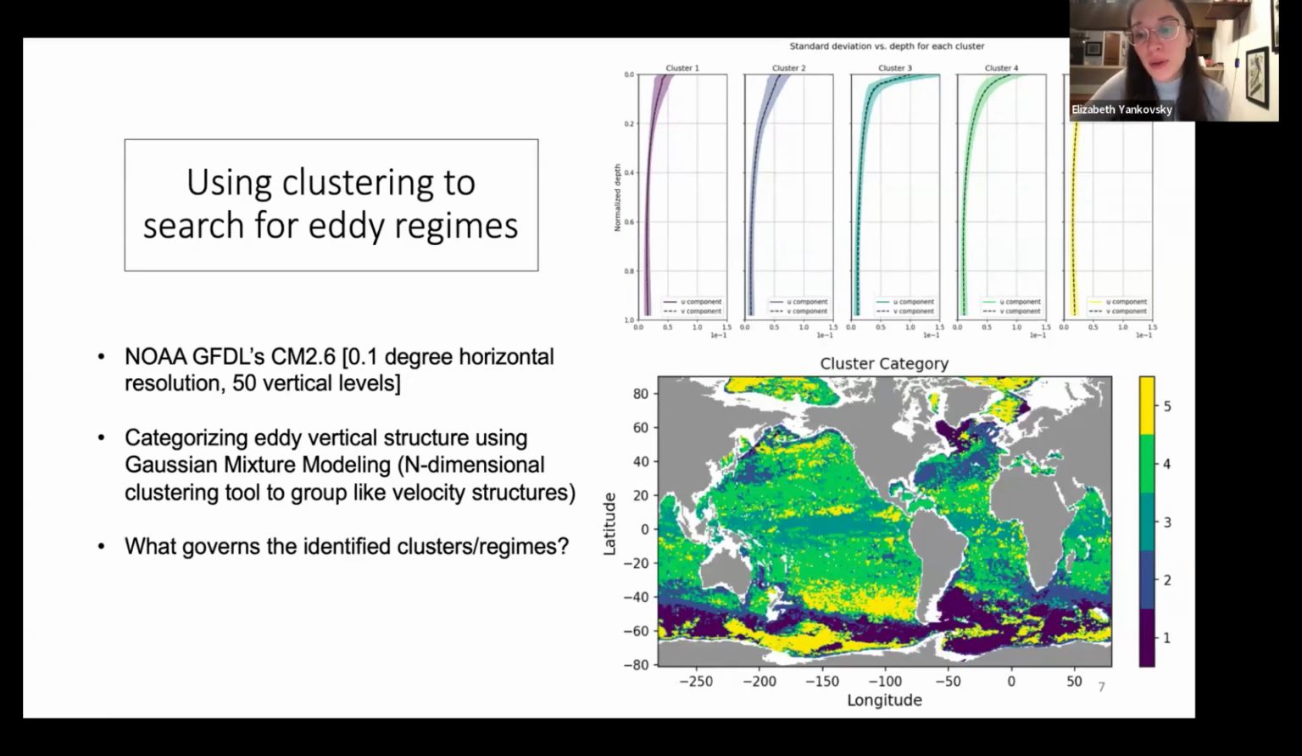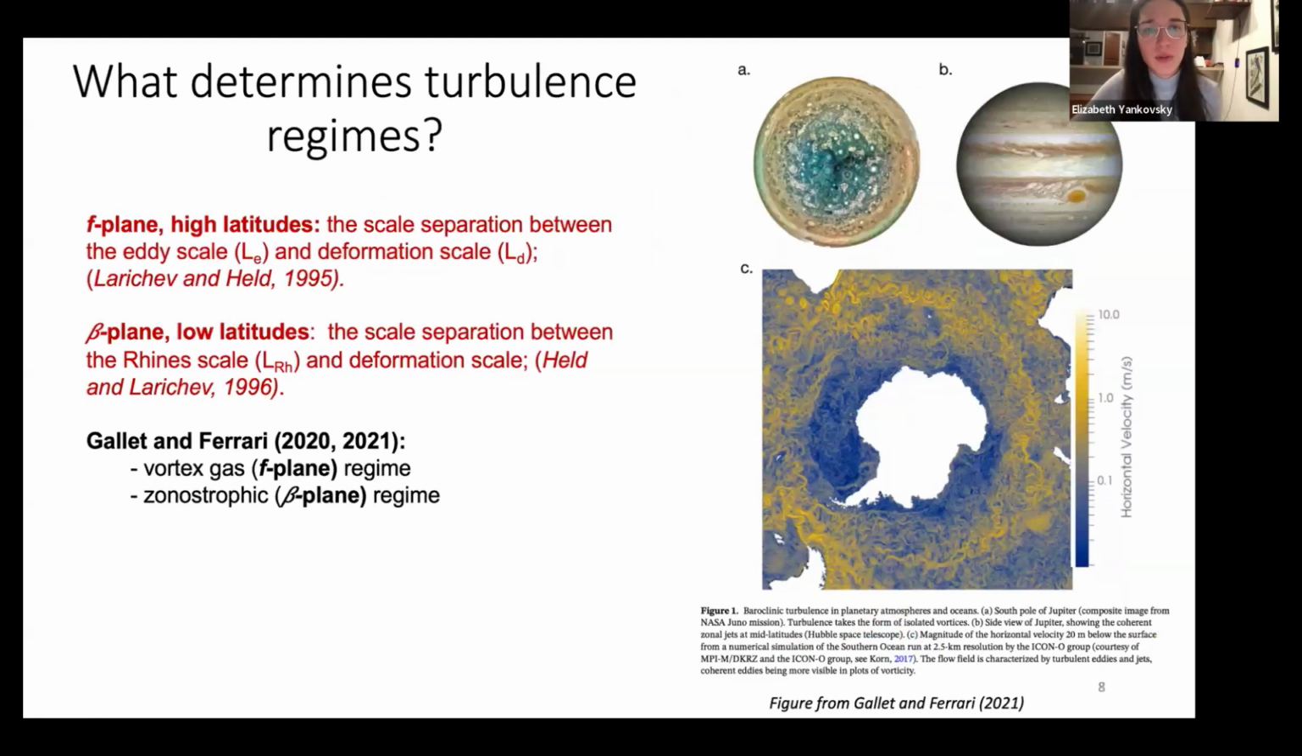But then the question is, how can we more precisely say what the barotropic to baroclinic partitioning should be in all of these regions? And so then I went back to some of the existing literature on turbulence. So for example, this is a study that I mentioned previously, but there have been a few other follow-ups doing similar things. The idea is that there are these two broad regimes, one of which is f-plane dynamics. We see this in higher latitudes.